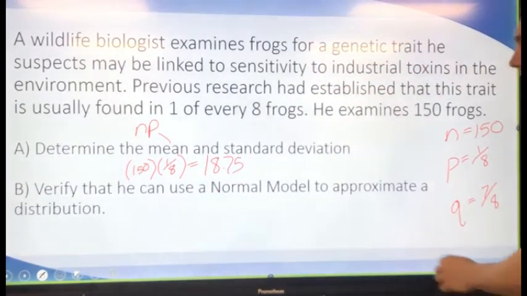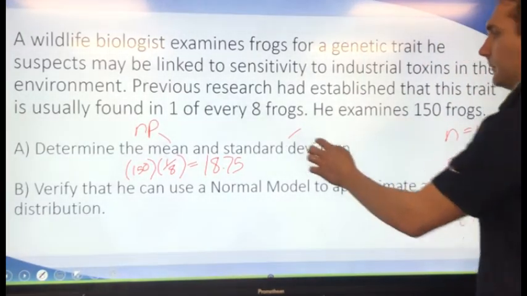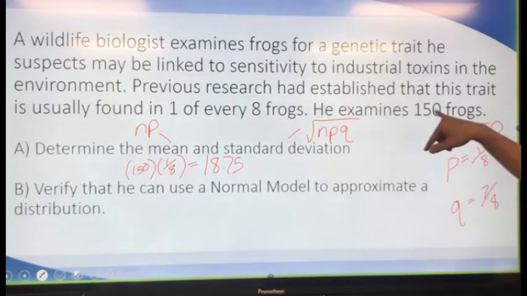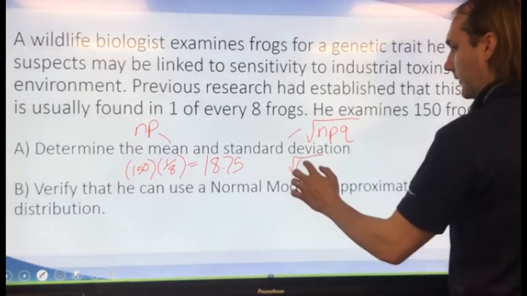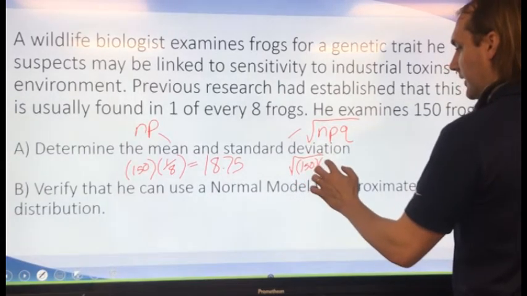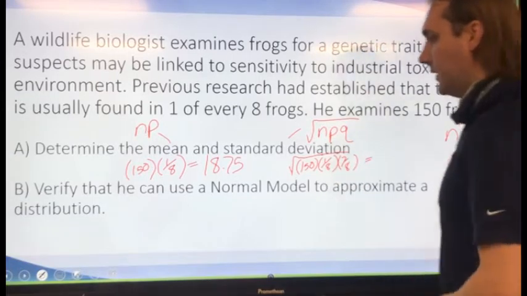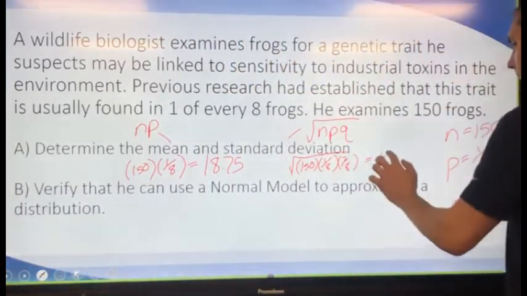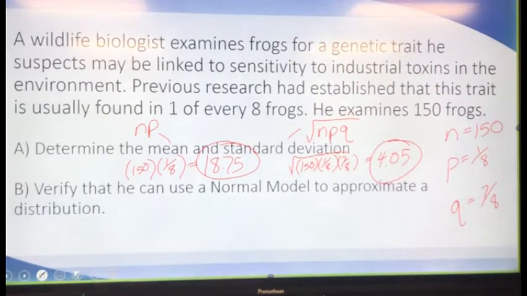And then my standard deviation, can you remember that formula? The square root of n times p times q. Very good. Square root of your total times your probability of success and your probability of failure. So that is the square root of 150 times 1 over 8 times 7 over 8, which equals 4.05. So I have my standard deviation. I have my mean. Can I verify that he can use a normal model to approximate the distribution?